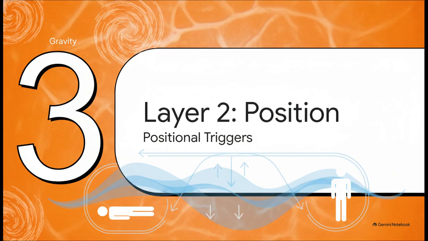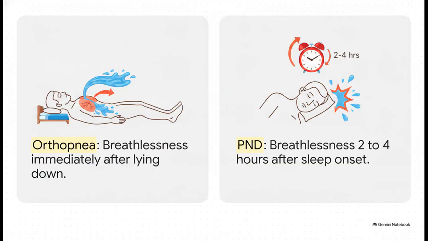Right, on to Layer 2, positional triggers in dyspnea. Now we look at how simple things, literally just gravity and sleep, profoundly affect the fluid and air dynamics in the lungs.